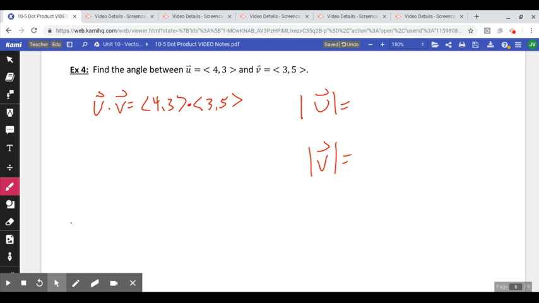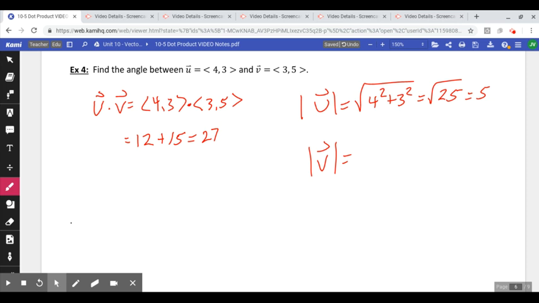So let's work with the dot product right now. The dot product is going to be 4 times 3, which is 12. Those are your x components multiplied together, plus 3 times 5, which is 15. So those are your y components multiplied together. And then you add them up to get 27. For the magnitude of vector u, we want to do the square root of 4 squared plus 3 squared, which happens to be the square root of 16 plus 9, or 25. So the magnitude there is going to be 5.